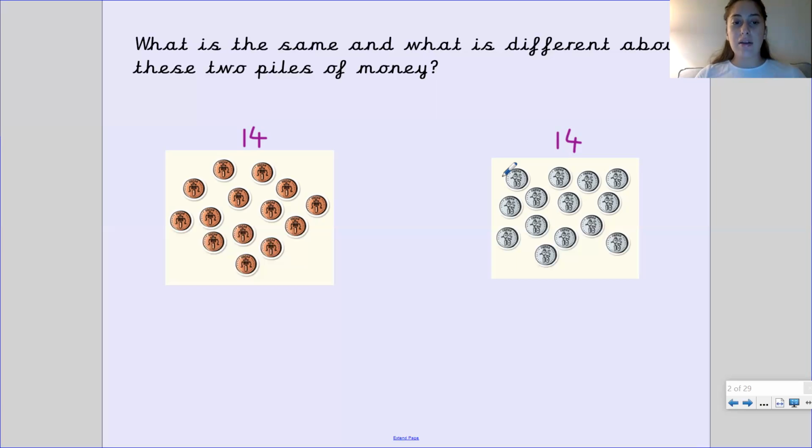Okay, now I want you to think about how you could represent the value in each of these piles. How could we calculate the total value given that these coins are 1p coins and these coins are 10p coins? How could we calculate the value of each pile? Now remember, there are 14 in each pile. So how could we calculate the value?